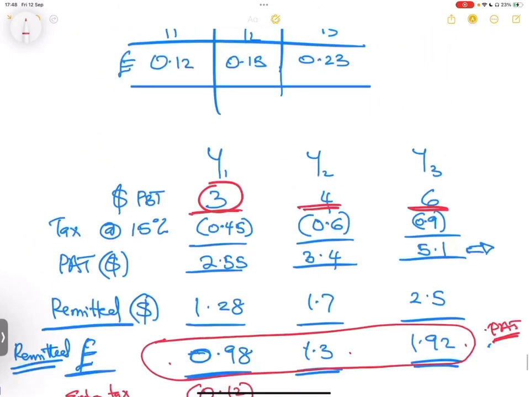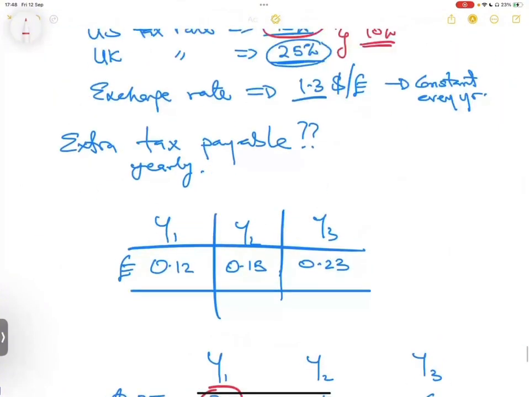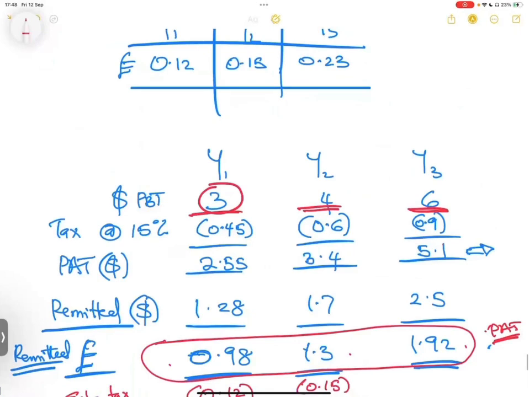Same thing you do for year two. 4 divided by 1.3 times 50% times 0.1. Then you have 0.15. So we have extra tax of 0.15. And same thing for year three. PBT 6 converted to pounds. 50% of that is what is being remitted, and it's going to be taxed at 10%. And that is 0.23.